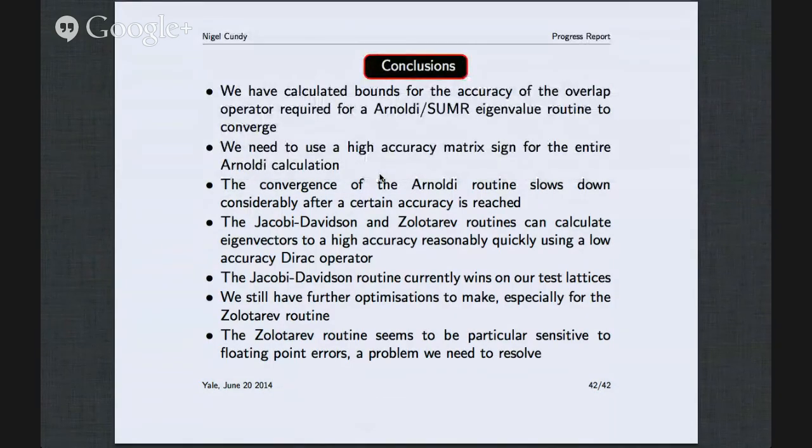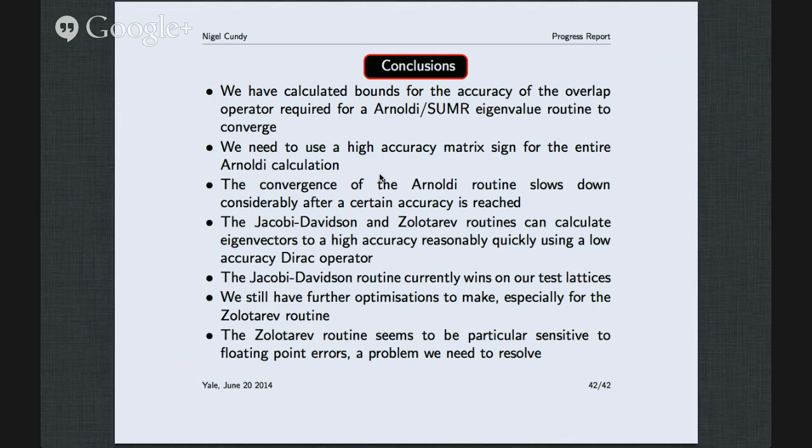So just to conclude, we've calculated bounds for the accuracy of the overlap operator required by an NOD method, and it requires a high accuracy matrix sign function, and it can't get out the eigenvectors to a good accuracy within a relatively short time period. The Jacobi-Davidson and Zolotarev routines can calculate eigenvectors to a high accuracy reasonably quickly. Currently, the Jacobi-Davidson routine is winning slightly. I'm hoping that by the time I've finished, the Zolotarev is going to win, but currently Jacobi-Davidson, which is the more standard approach, is winning. But they're of a similar cost.